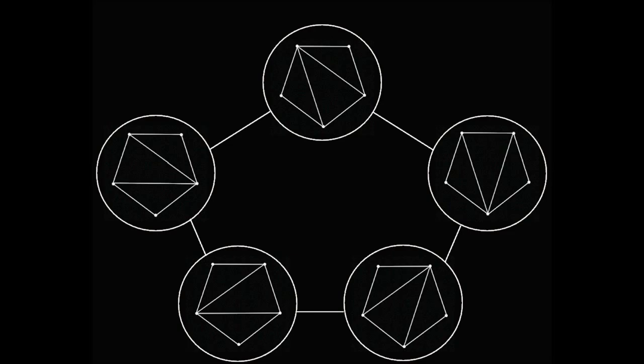This is known as an edge flip, as you're quite literally flipping an edge to get to another triangulation. For example here, all 5 triangulations of the pentagon are represented as nodes and are connected by flipping an interior edge.